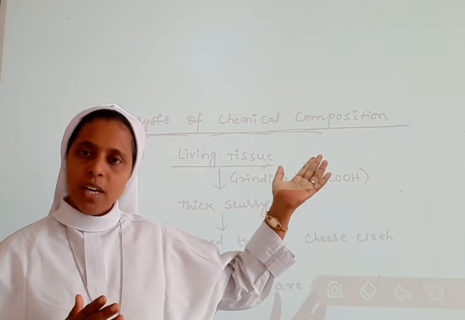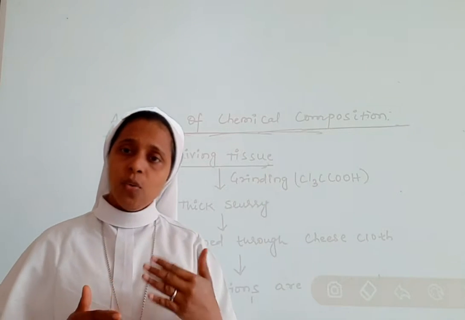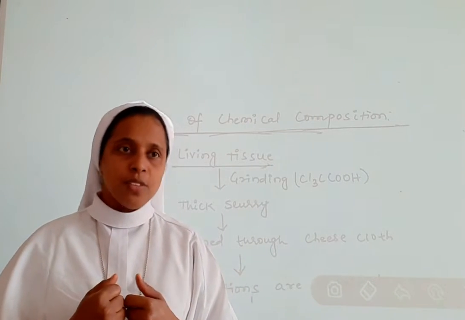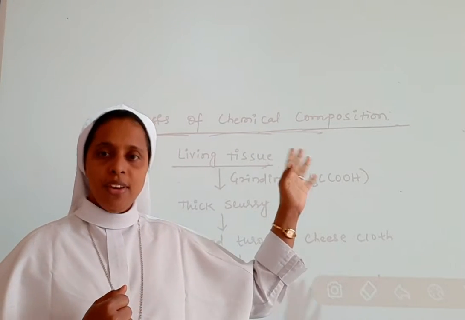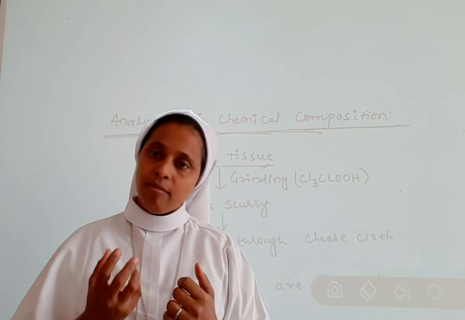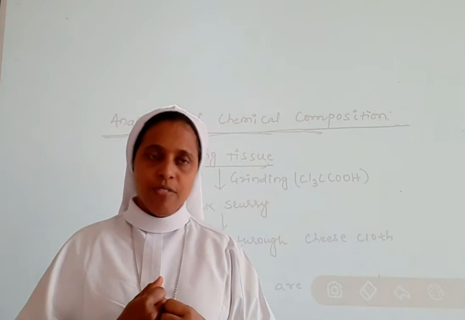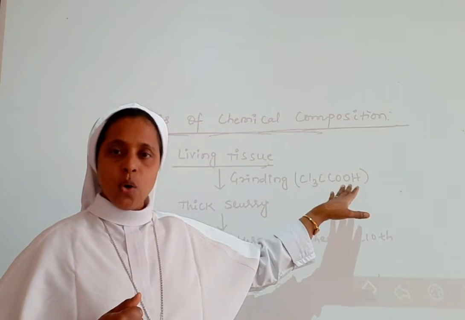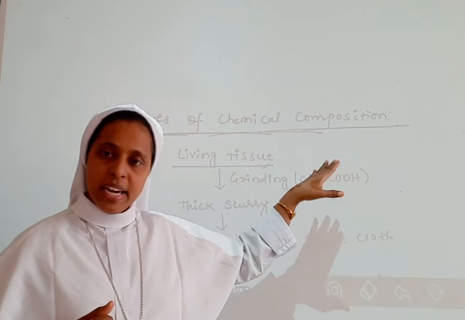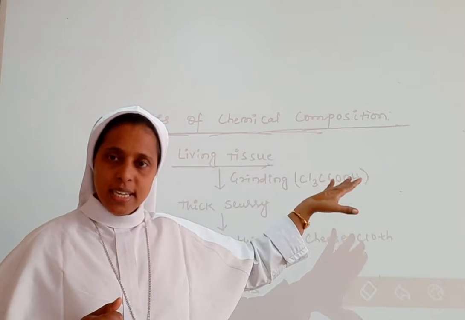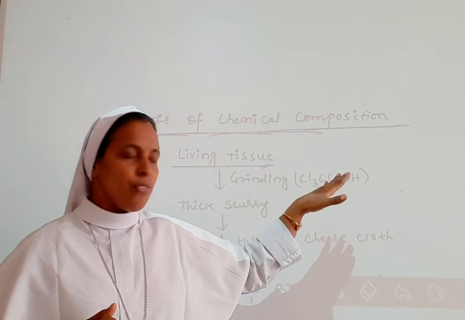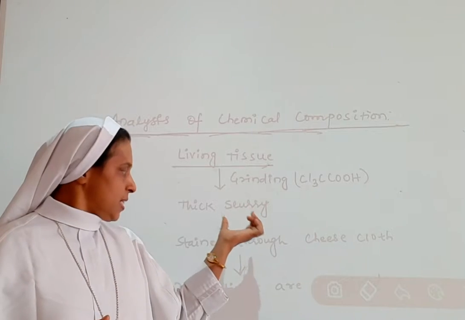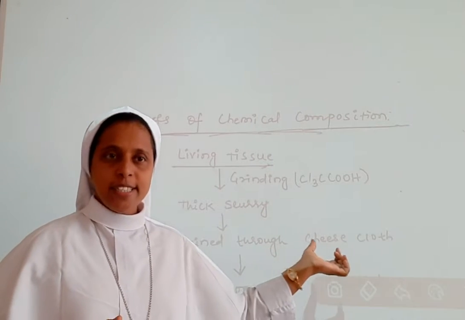In the analysis of chemical composition, we will learn how we are going to get the micromolecules, how do we obtain macromolecules. So for that, first what we have to do, we have to take a living tissue. Living tissue, it could be some vegetables or it could be a piece of liver. And after taking that, we have to mix it with the trichloroacetic acid. And we have to grind this piece of vegetables or piece of liver with the trichloroacetic acid. After that, we will be obtaining a thick slurry. And this thick slurry, we have to strain through a cheesecloth.